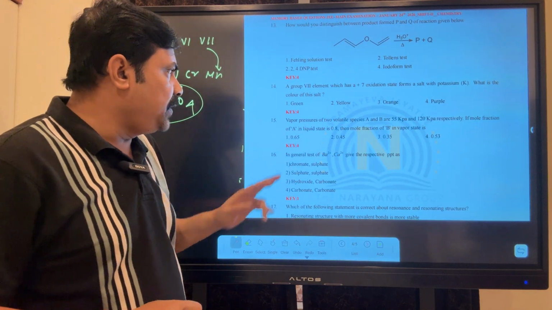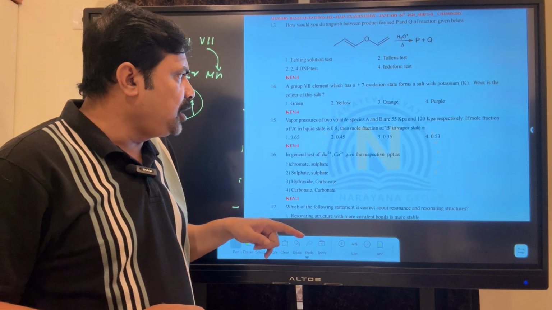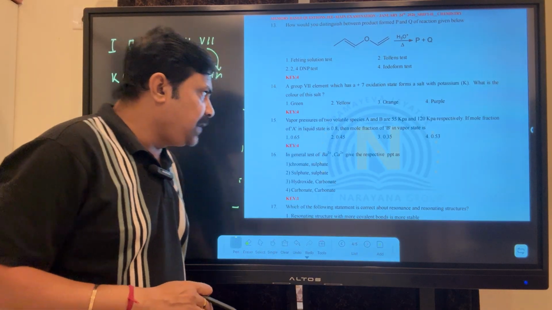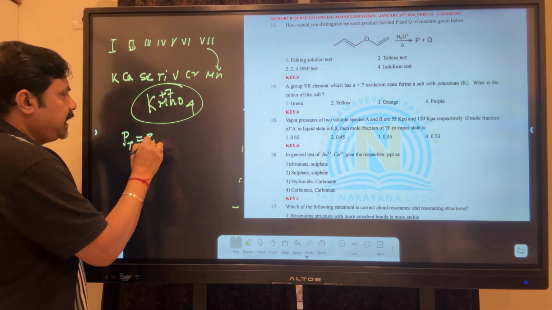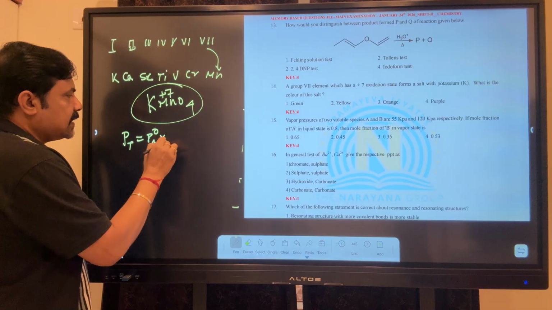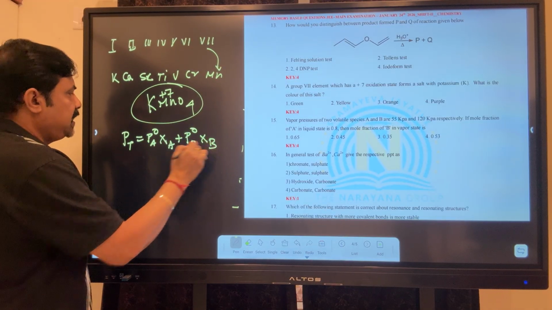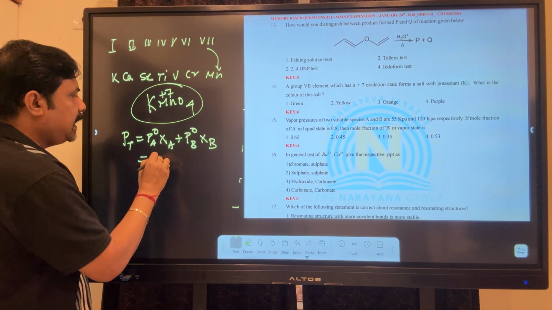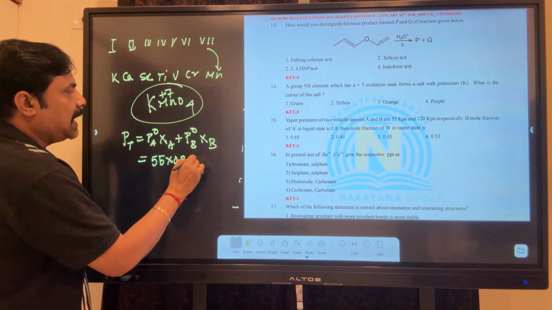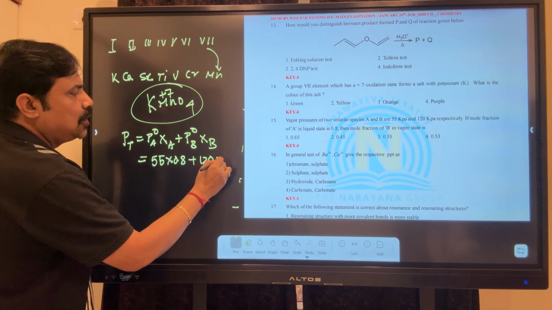If the mole fraction of A in the liquid state is 0.8, that means the mole fraction of B in the liquid is 0.2. Then we need the mole fraction of B in the vapor state. My P total will be equal to PA naught into the mole fraction of A plus PB naught into the mole fraction of B. PA naught they are giving you: 55 into 0.8 plus PB naught, which is 120 into 0.2.